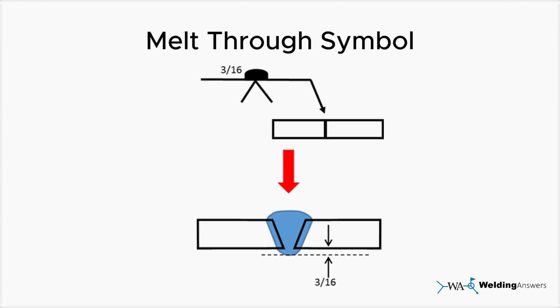Melt-through symbol. The melt-through symbol is used when a complete joint penetration weld is made from one side, and visible root reinforcement is required on the opposite side. This symbol, which is a filled-in half circle, must be placed on the side of the reference line opposite to the groove weld symbol. You can also specify the desired height of this reinforcement by placing the dimension to the left of the melt-through symbol.